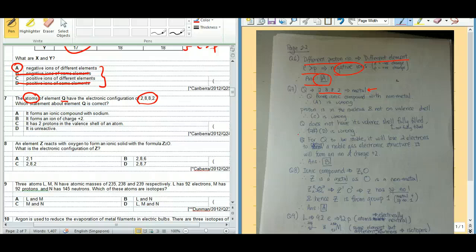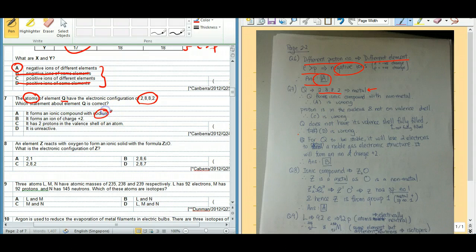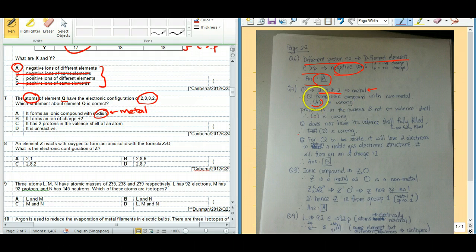For option A, it says it forms an ionic compound with sodium. We know that sodium is a metal. And we know that element Q is a metal. So hence, option A is wrong as sodium is not a non-metal.